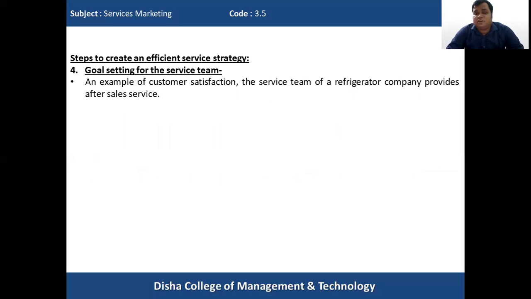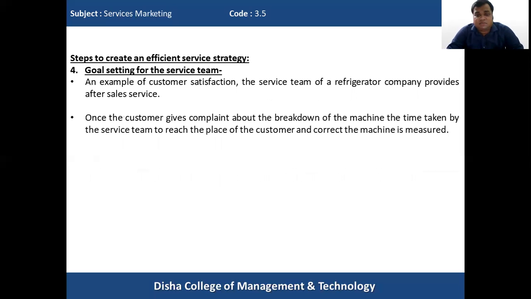Next, an example of customer satisfaction that a service team of a refrigerator company provides after sales. Once the customer gives a complaint about the breakdown of the machine, the time taken by the service team to reach the place of the customer and correct the machine is measured.